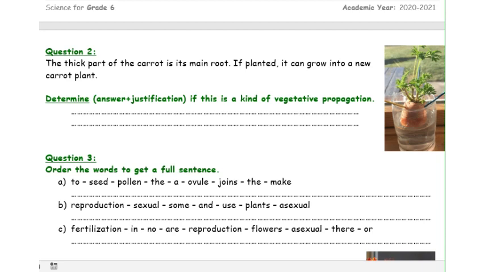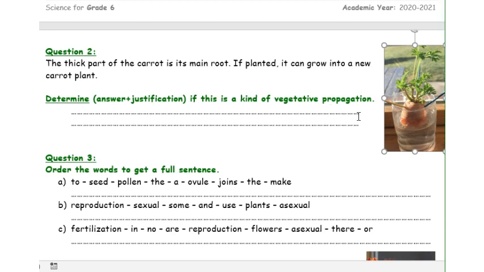When we have to determine an answer, we should not forget to justify it. So what do you think? Again, we placed a part of the carrot, like you can see in the diagram right here. We place a part of it in water and we got a new plant. So we have a plant reproduction, so we got a new plant out of one mother plant without the use of seeds, without the use of any sexual reproduction.